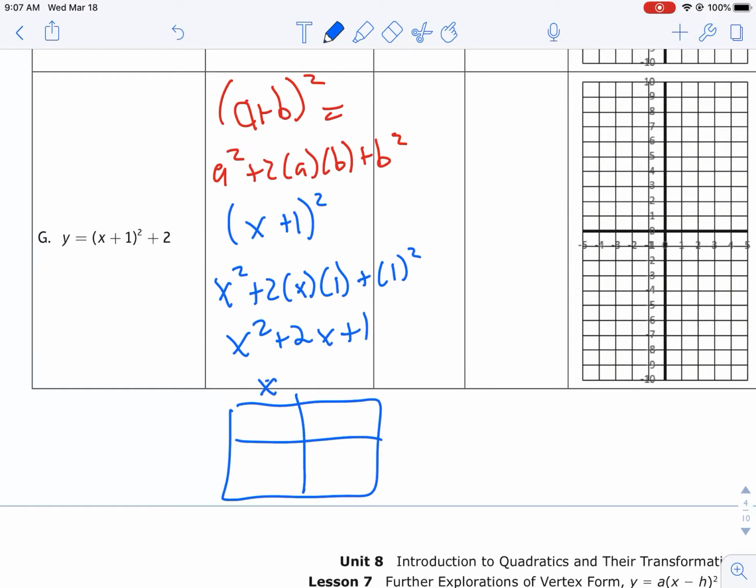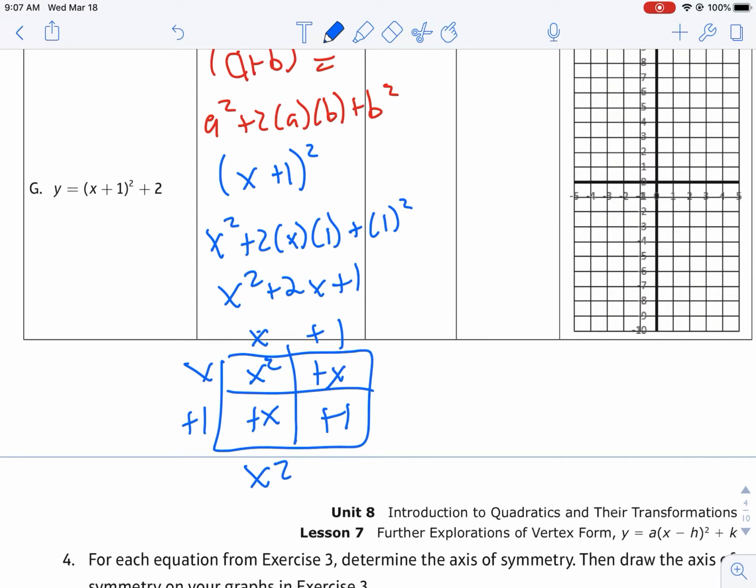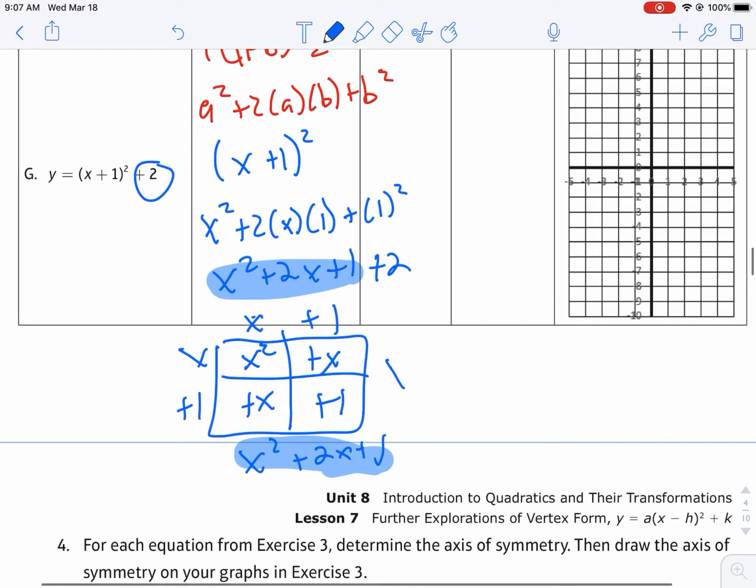And if I did the box method to verify that, I would get the same answer. I would get x plus 1 times x plus 1, which gives me x squared plus 2x plus 1. If you notice, they match. And then we also have this plus 2 at the end, so let's not forget that. So our final answer for standard form is x squared plus 2x plus 3.